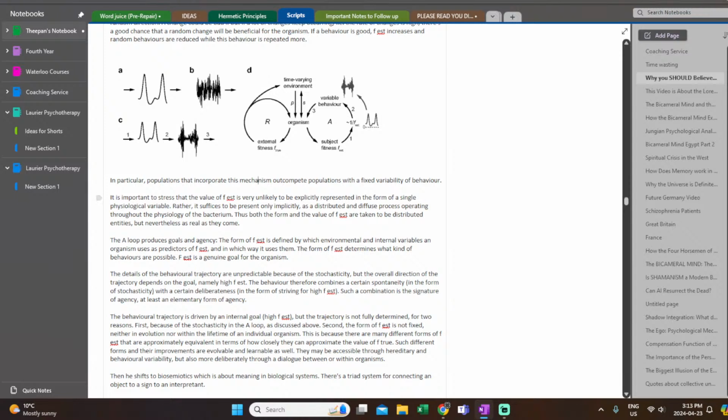Okay, it is important to stress that the value of F estimate is very unlikely to be explicitly represented in the form of a single physiological variable. Rather, it suffices to be present only implicitly as a distributed and diffuse process operating throughout the physiology of the bacterium.